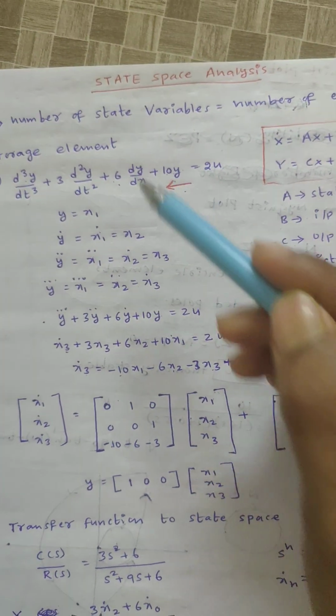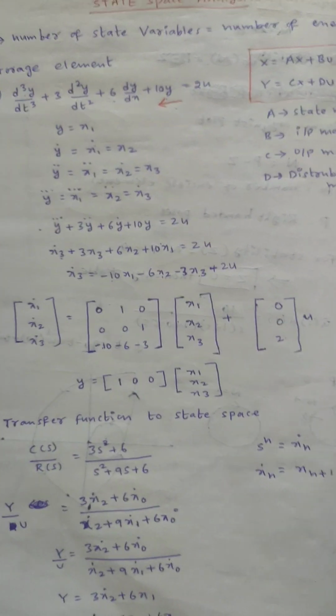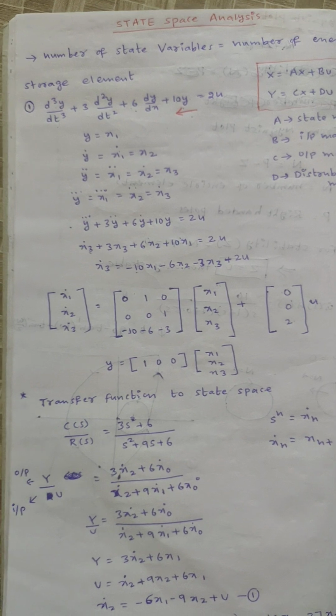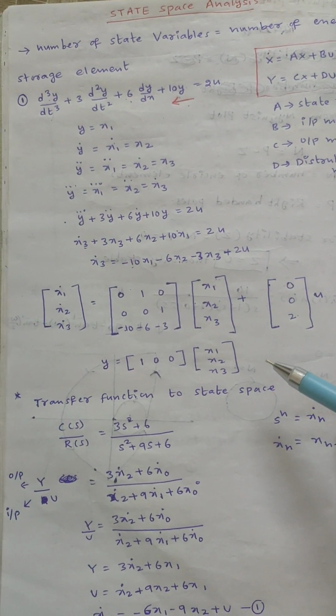Okay, if you draw it like this, then the problem is very simple. By seeing the options only, you can choose the answer. In this way we can solve the problem. When a differential equation is given, we can find out the transfer function.